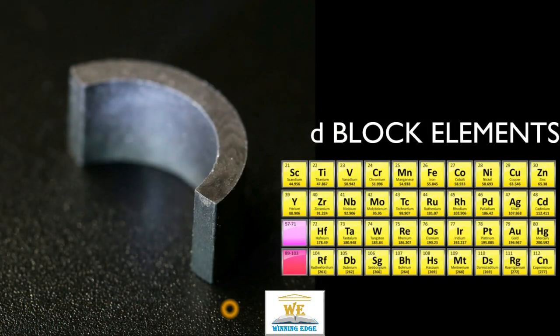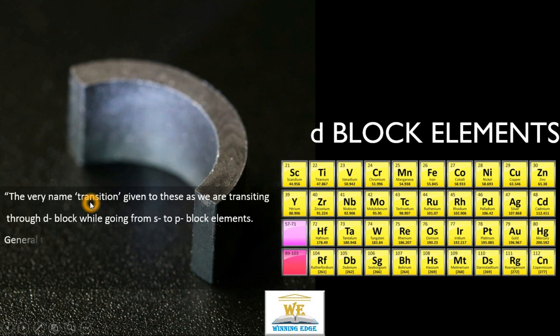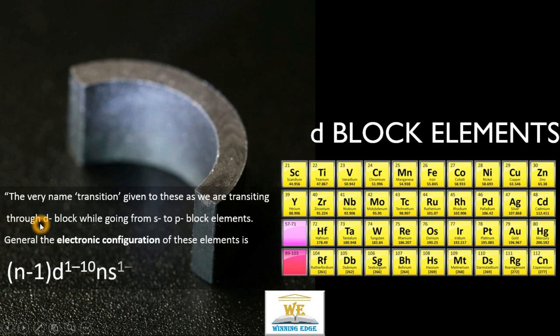First, this block lies in the middle of the periodic table. The first element in the D block is scandium. The very name given to these D block elements is transition elements, because while going from S block elements to P block elements, we have to pass through, or transit through, the D block.